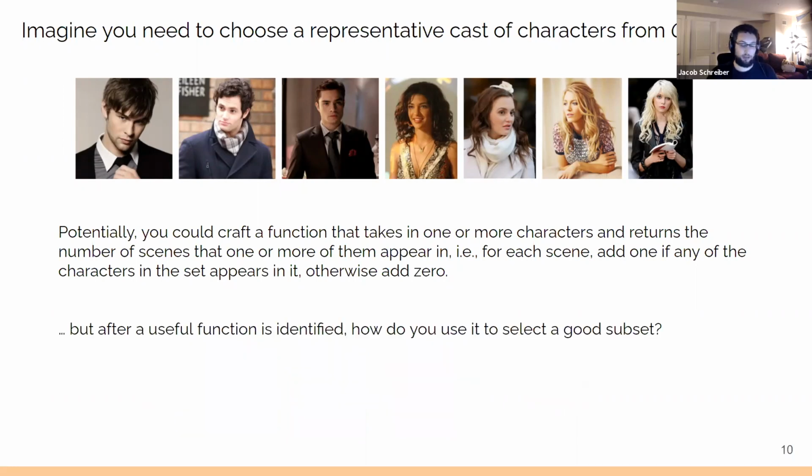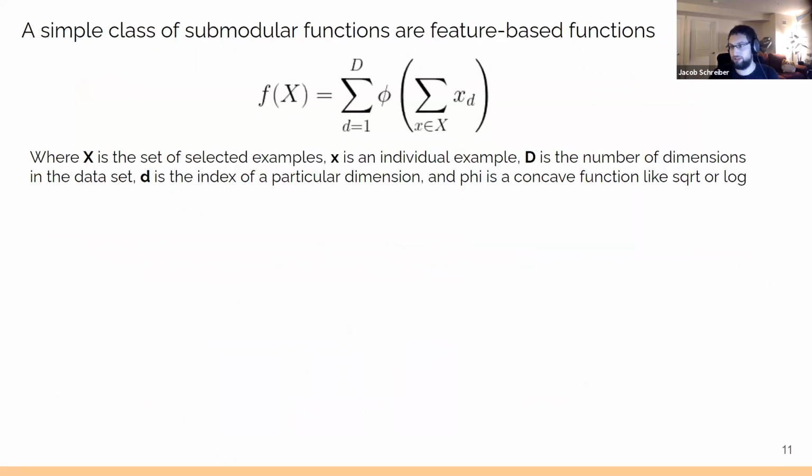So now that we've identified a function that we could use and seen what the diminishing returns property is, how do we actually optimize this? I'm going to demonstrate this using just a general class of functions called the feature-based functions. The one we described is a feature-based function. This is a general class of submodular functions.